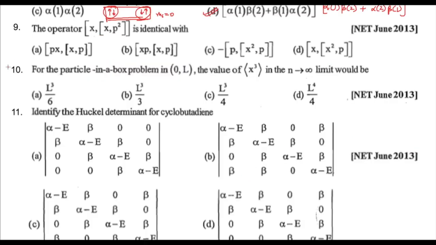Alright, let's talk about question number 10 now. It says for a particle in a box problem in 0 to L, that means the length of the box is L and it starts from 0 and ends at L, you have to tell the value of x cube in the n tends to infinity limit. So let's try to solve it in the next slide.